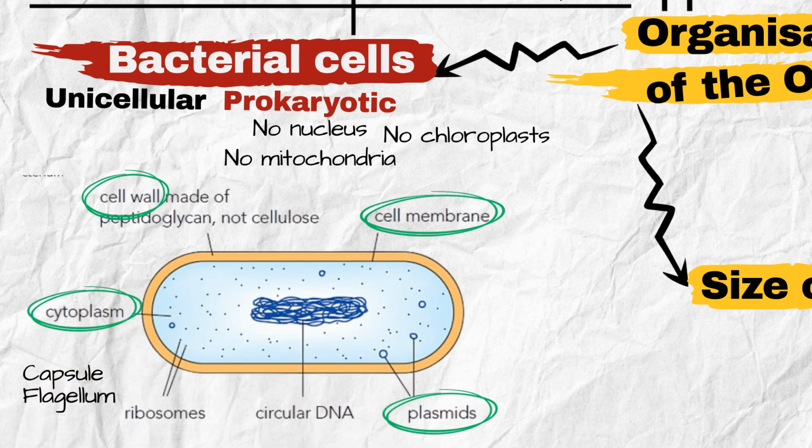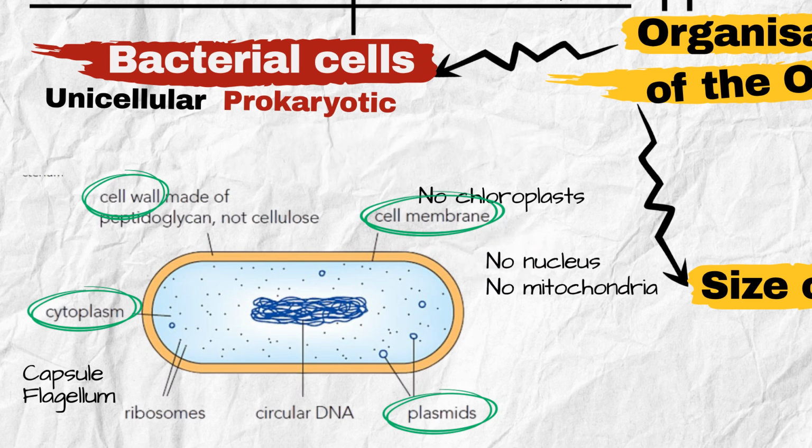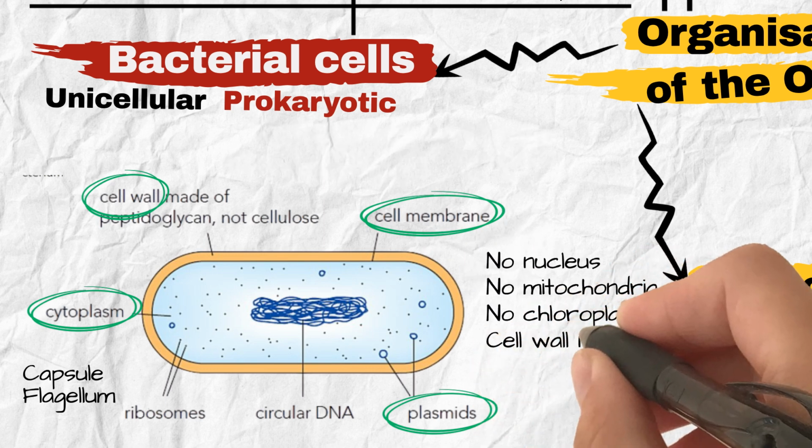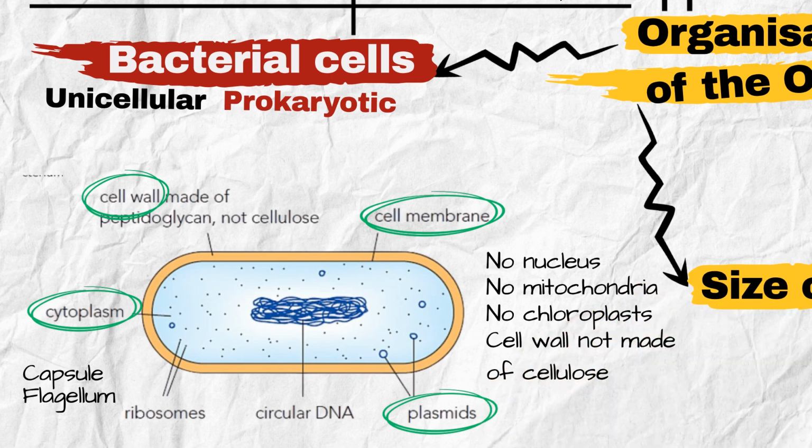Knowing these features means you now understand the main criteria of bacteria, and you can easily compare them with either plant or animal cells, or both. If I asked you, what is the difference between bacteria and plant cells? You'll quickly say, bacteria have no nucleus, no mitochondria, no chloroplasts. Their cell wall is present, but not made of cellulose.